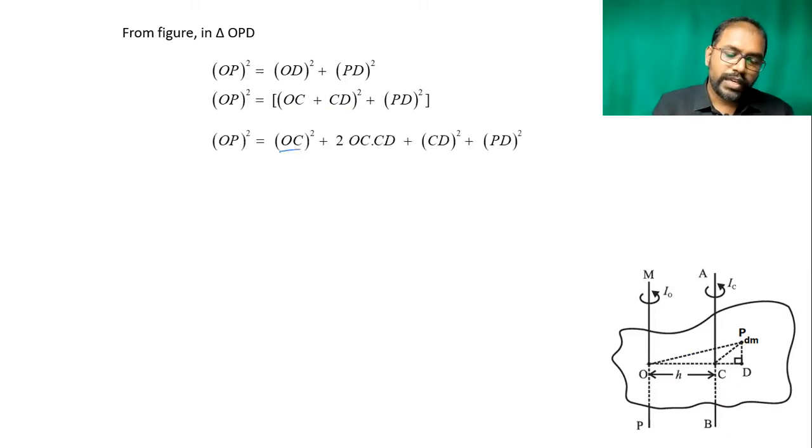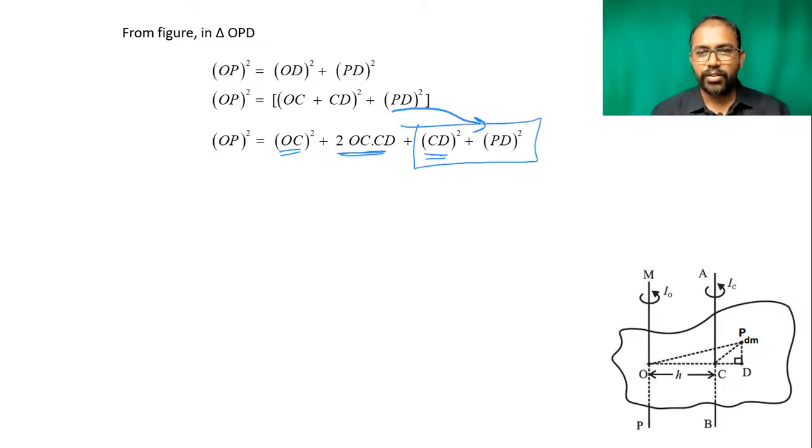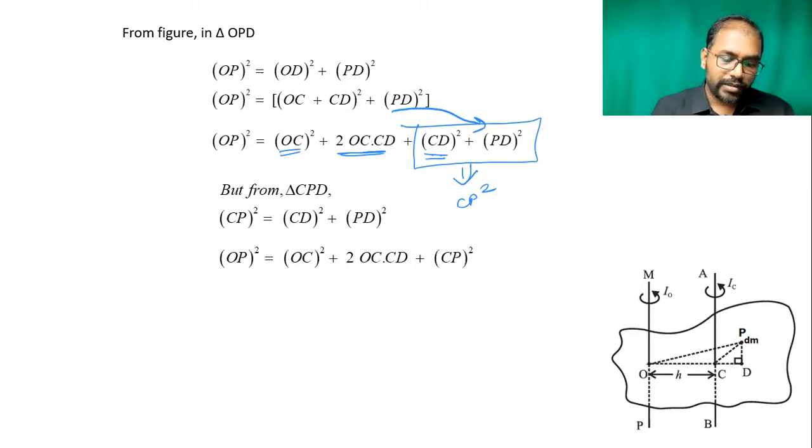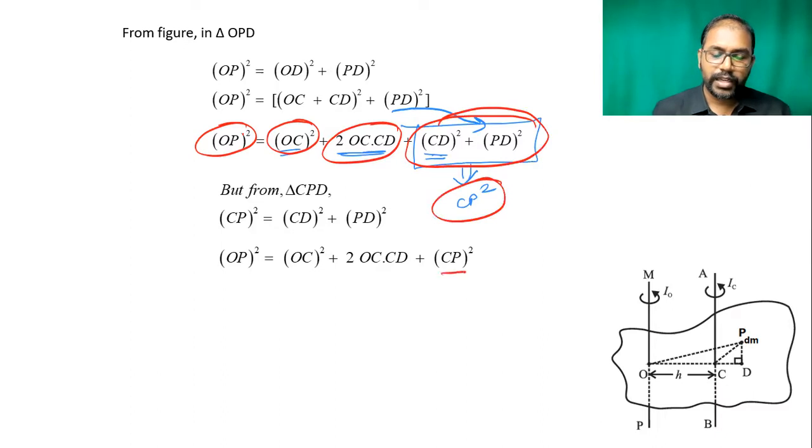You can see OC square, 2 OC CD, plus CD square, and this PD square we write as it is. But for these two terms, CD square plus PD square, again by using Pythagoras in triangle CPD, CD square plus PD square is CP square. So instead of these terms we can write CP square. You can see the next step here: OP square as it is, OC square as it is, 2 OC CD as it is, only instead of those terms I have written CP square.